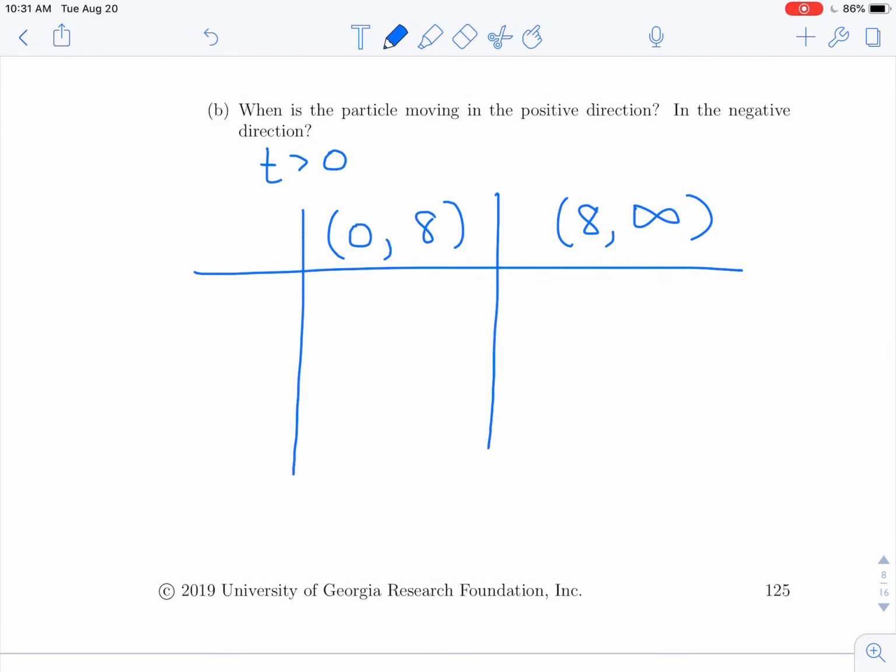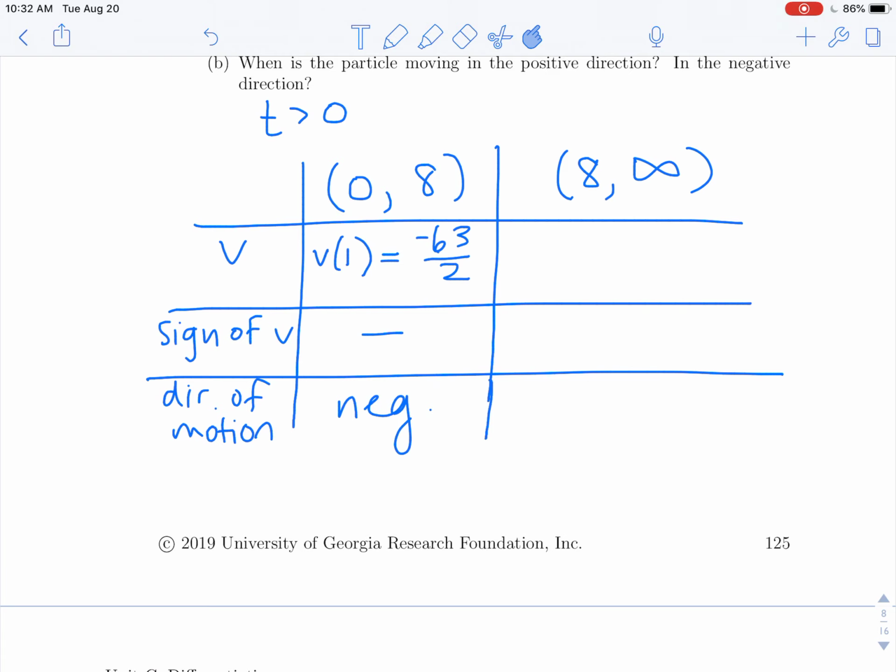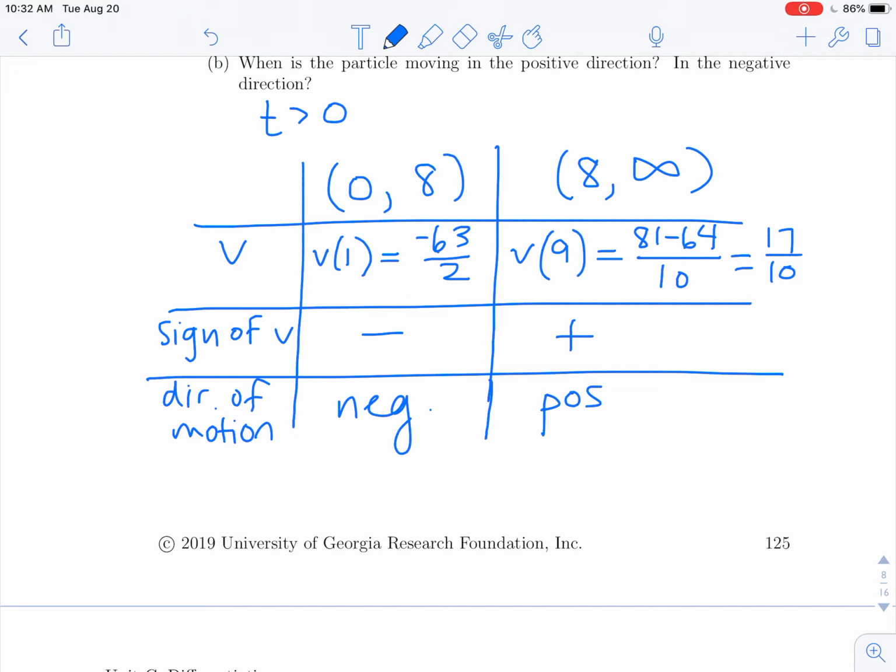And then for the next column, I'm going to plug in 9. You could make an argument that plugging in 10 is better. If you want to, go ahead. So V of 9, so I'm going to get 81 minus 64 all over 10. So I like the all over 10 part. And this works out to be 17 over 10. So I got a positive number, and the direction of motion is the positive direction.